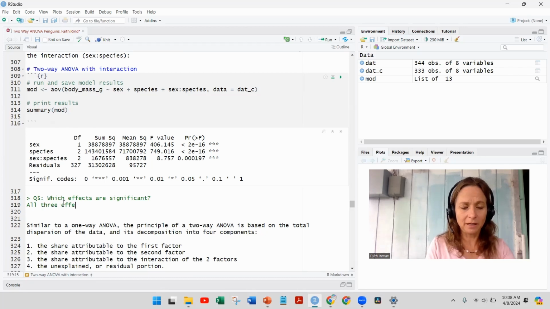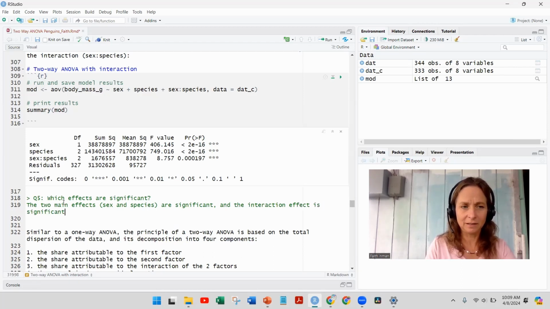All three effects are significant, right? The two main effects, sex and species, are significant, and the interaction effect is significant, right? They all matter. Keep them all in the model.